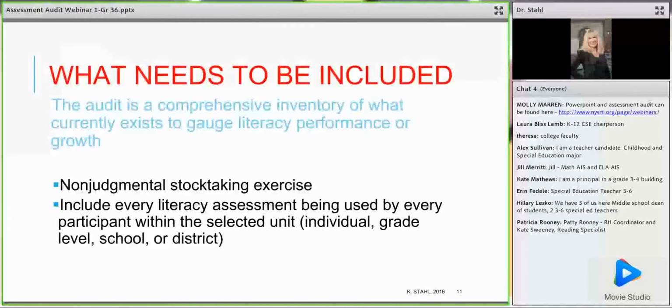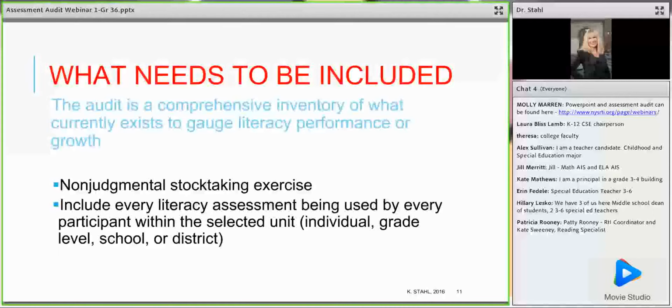So what needs to be included is that the audit is going to be a comprehensive inventory of what currently exists to gauge literacy performance and growth. So it's either the literacy performance, the level of achievement children have, or the amount of growth. It is non-judgmental. It's a non-judgmental stock-taking exercise, and you want to include every literacy assessment being used by every participant within the selected unit.